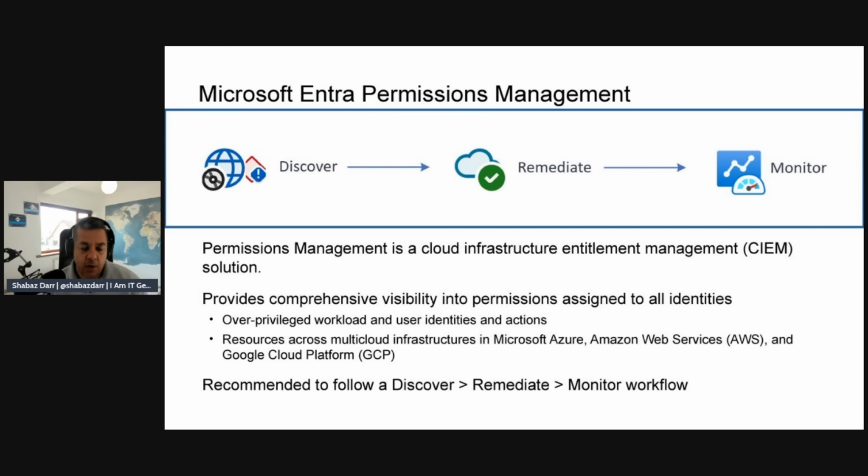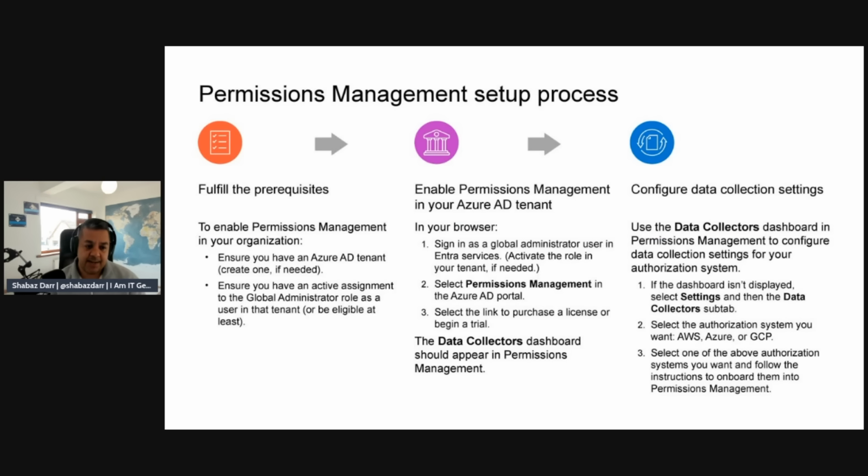So we've explained what Entra Permissions Management is. Now let's discuss how to get it set up. You can enable permissions management in your organization to design a solution for cloud infrastructure entitlement management, or CIEM. First, you need to fulfill all the prerequisites. So you need to make sure that you have an Entra tenant, obviously.